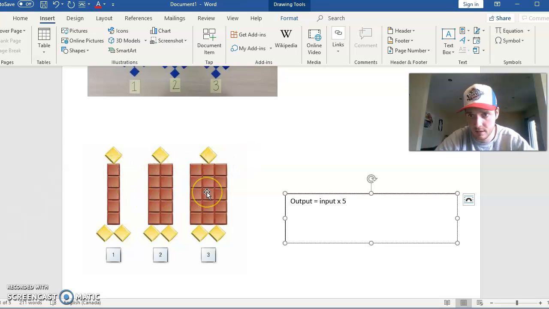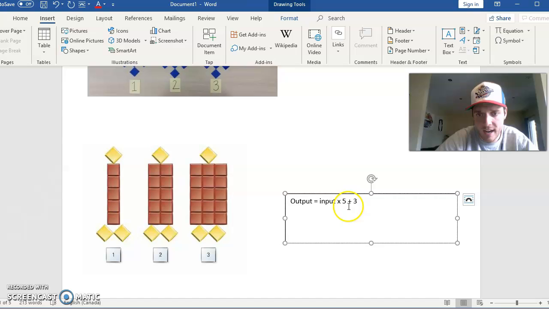5, 10, 15. But there's also 3 yellows. 3 on the first one, 3 on the second, 3 on the third. Are they increasing with the reds? No, they're staying the same. It doesn't matter where they are, there's 3 of them. So that's our constant, and we always add our constant to the end. So the rule for this pattern would be output equals input times 5 plus 3.